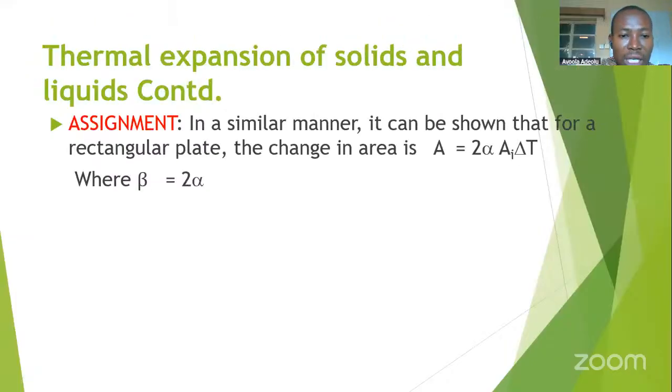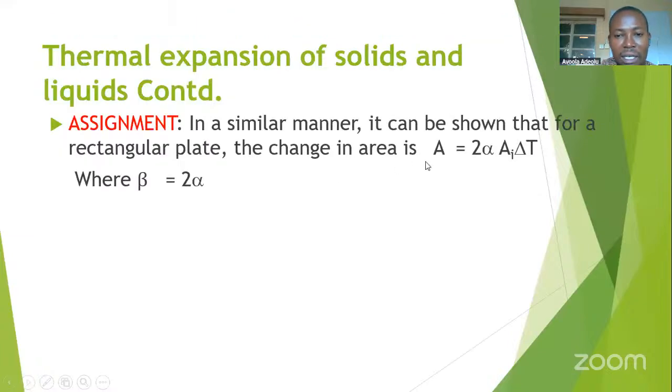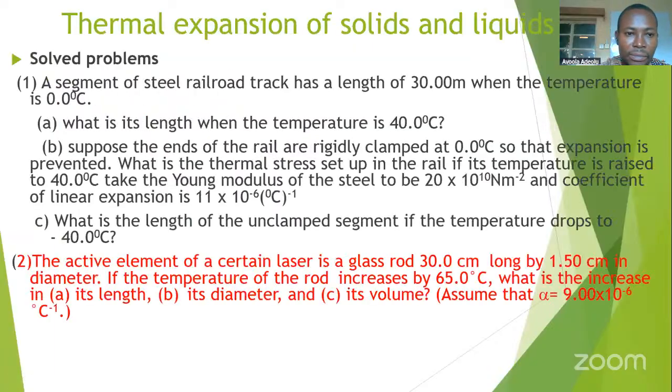So I put one assignment here that I've shown how gamma is equal to 3 alpha. Then in a similar manner, it can be shown that for a rectangular plate, the change in the area can be written as this, where beta is 2 alpha. So please, you have to show that as I've done. My own is more complex; yours is just the area. Just do it and submit it to the LMS page.